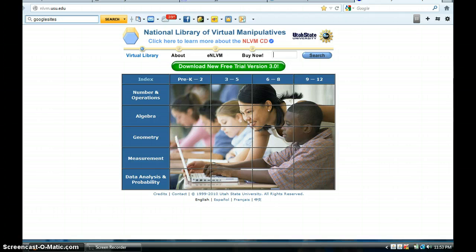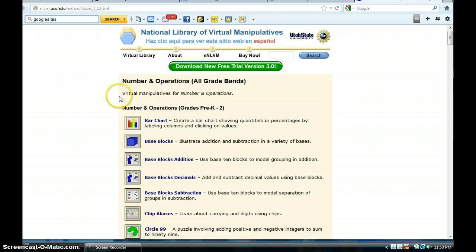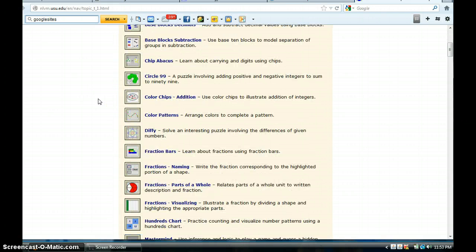In this exercise, we selected a certain standard and objective for K through 2. I chose the Math Standard 1 Objective 2. This is fractions. This is use unit fractions to identify parts of the whole and parts of a set. In this National Library of Virtual Manipulatives, you can go under Numbers and Operations and then move down to Fractions and Naming.